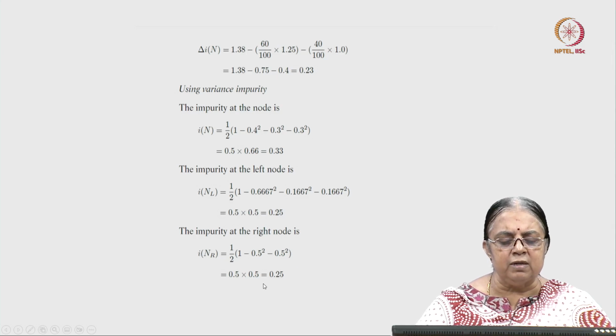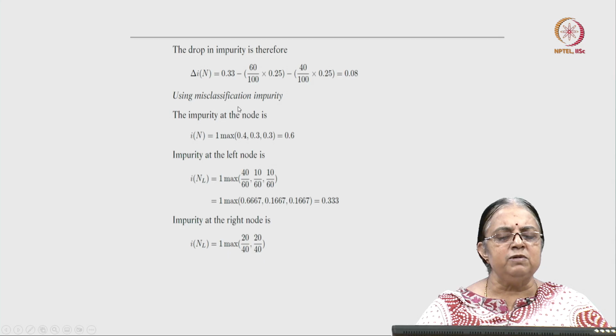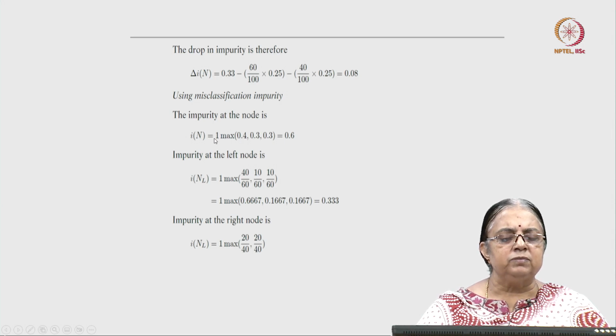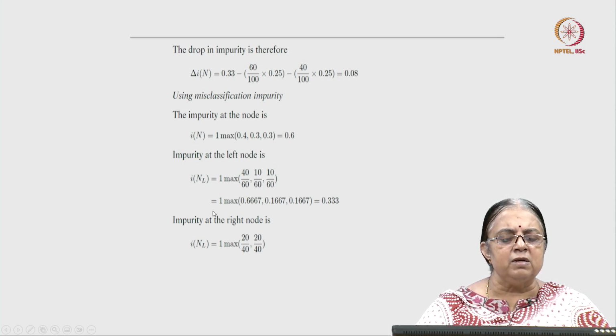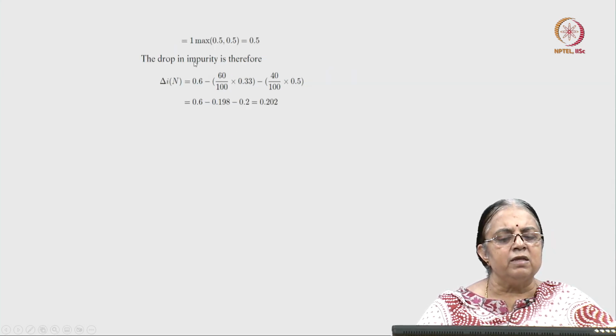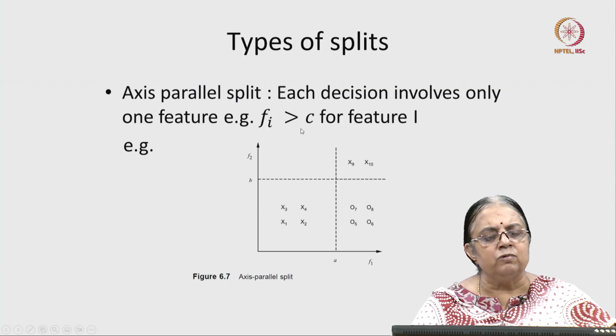Similarly, you can get the impurity here, and I(NR) you can get, and then the delta I(N). If you are using misclassification impurity, you are taking the max of these 3, right, into 1 minus basically, right. So, you are again getting 0.6 and, all the minus has been left out. So, just assume there is a minus there. So, here also we are going to do the same thing and we can get the delta I(N) over here. Okay. So, this is how you do that.